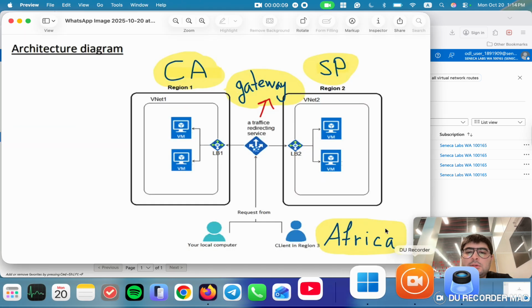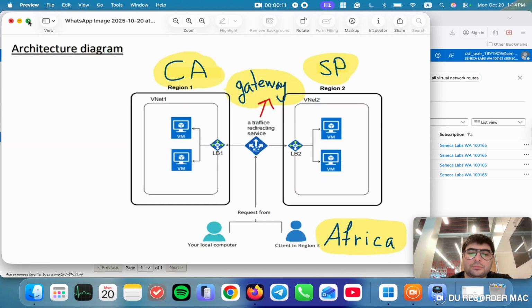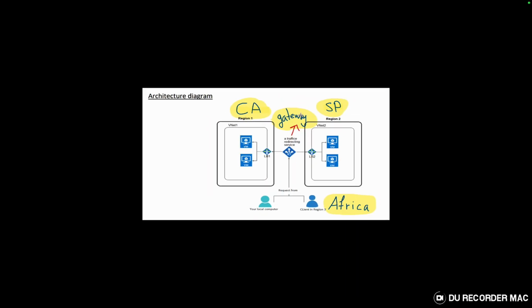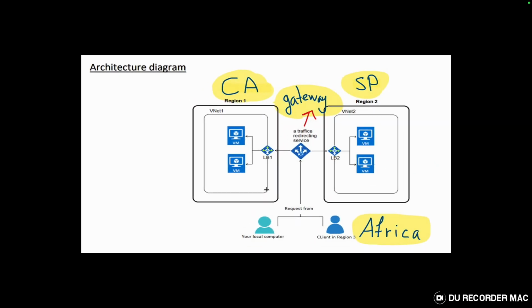First of all, we have to understand what we are supposed to do. This is the architecture diagram. I added some points. We have 4 VMs in the main part and 1 VM here.